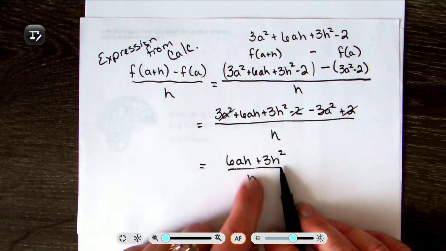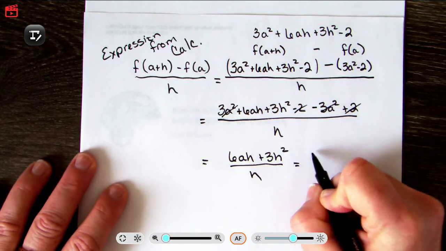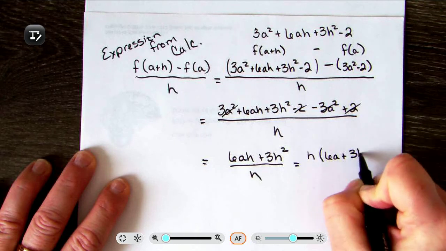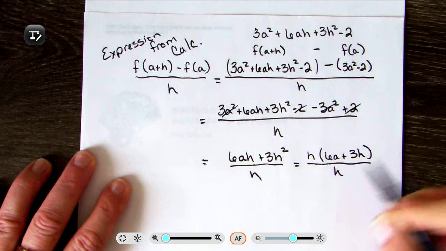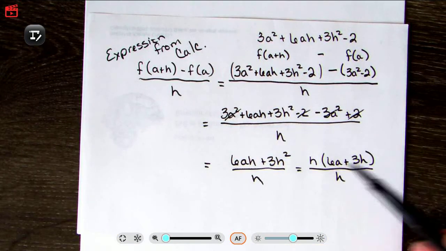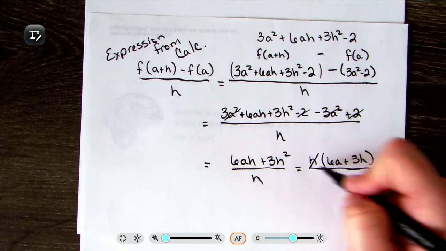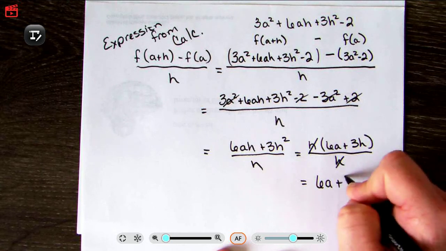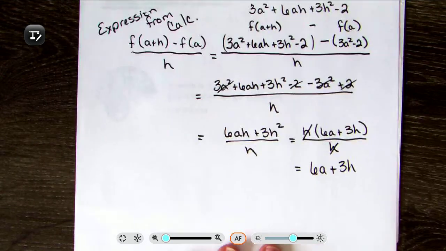Now notice there's an h in both of these. And that's the nice thing when we see these problems. The h that's down in this bottom will cancel with something, and it should reduce out. And we end up with 6a plus 3h.